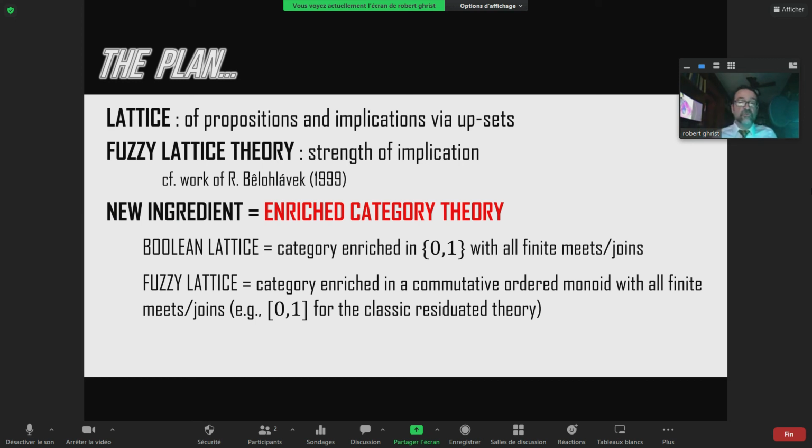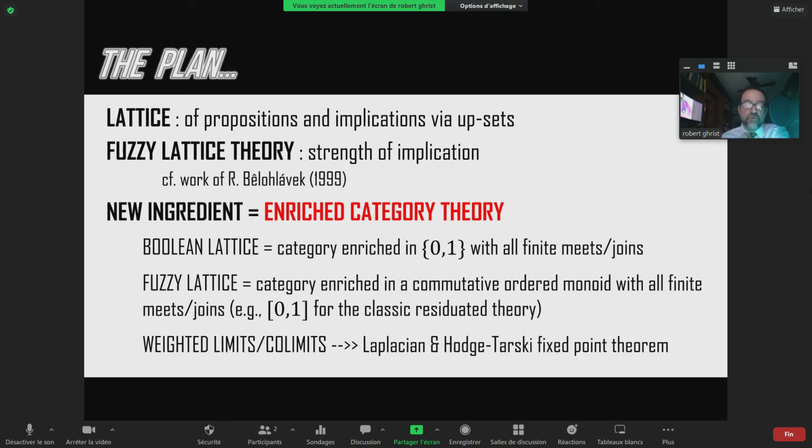So for example, we could use the interval from 0 to 1, thinking of that as a commutative ordered monoid, or we could use other things as well. And here's the cool thing. If you use what's known about enriched categories in order to define weighted limits and co-limits, that is, we get weighted meets and joins. This allows us to replay the story of working with the Tarski Laplacian, of being able to prove what happens when you iterate that over and over, but now in this residuated sense, or in this weighted sense, where we can have a degree of certainty associated to the different things that we're trying to implicate.